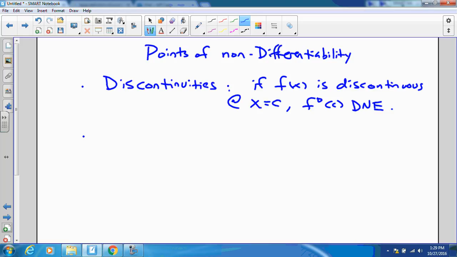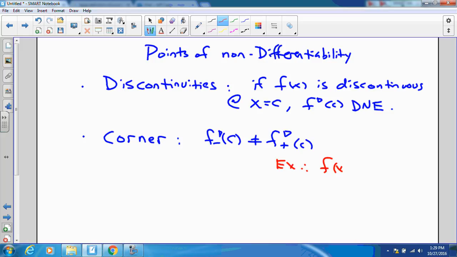But then there are 3 different circumstances where a function could be continuous, and yet f prime of c will not exist. And the first one was a corner, where f prime of c from the left and f prime of c from the right are different values. And the classic example that we've used for that was the absolute value of x.